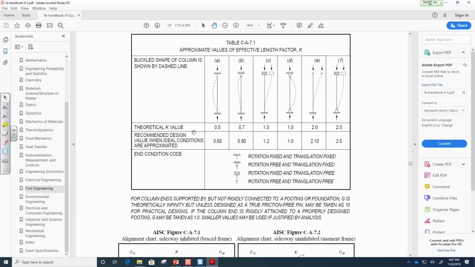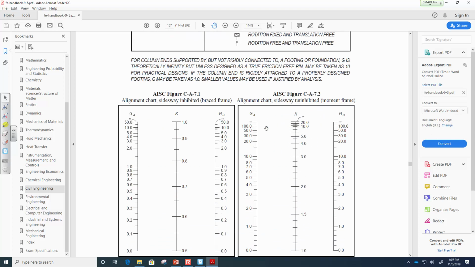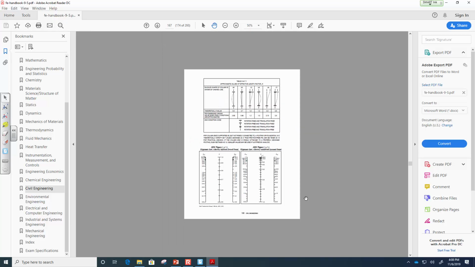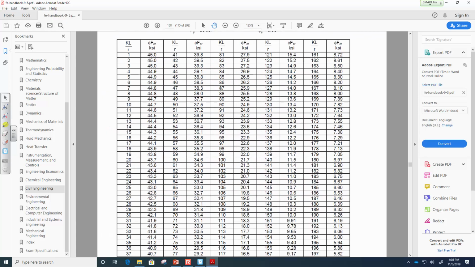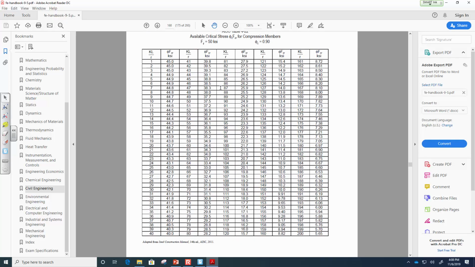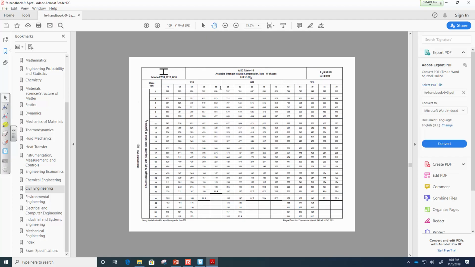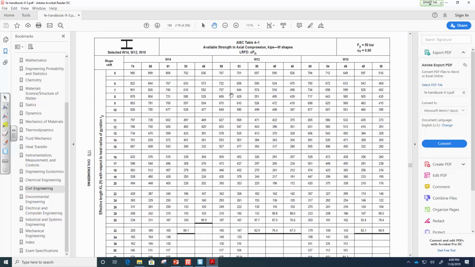Here's our K values. So for columns, these are the ones for single columns. This is for columns and frames. More often than not, you're going to use the one on the right. That's the moment frame alignment chart. And then we have the KL over R tables. Probably aren't going to use that all that much, but you will use these.